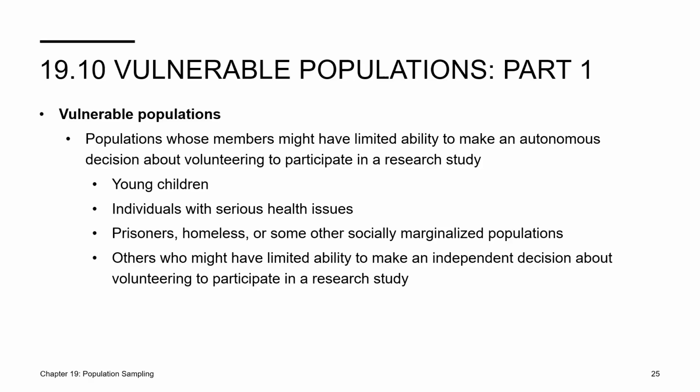Section 19.10 covers vulnerable populations. So as mentioned in the chapter on the IRB, special precautions always need to be made for vulnerable populations. These include populations whose members might have limited ability to make an autonomous decision about volunteering to participate in a study. So this could be young children, individuals with serious health issues, prisoners, people who are homeless, or some other socially marginalized population. And anyone else who may have a limited ability to make an important decision about volunteering to participate in a research study. So say someone who is cognitively impaired.